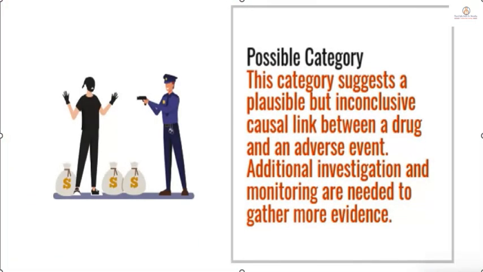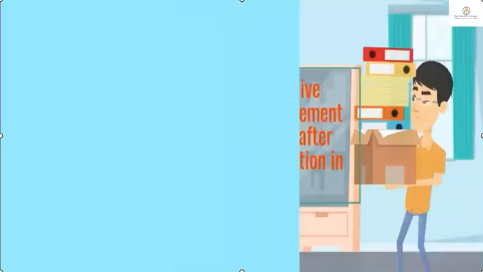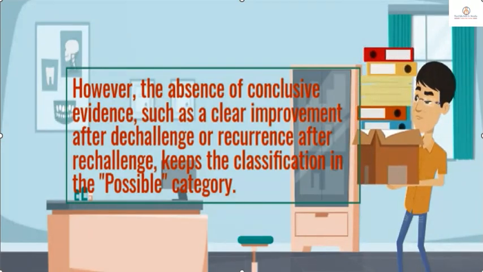Possible category. This category suggests a plausible but inconclusive causal link between a drug and an adverse event. Additional investigation and monitoring are needed to gather more evidence. If a patient has gastrointestinal issues after starting a new medication, it may be labeled possible if a link to the drug is plausible, but other factors may contribute to gastrointestinal issues. However, the absence of conclusive evidence, such as a clear improvement after de-challenge or recurrence after re-challenge, keeps the classification in the possible category.